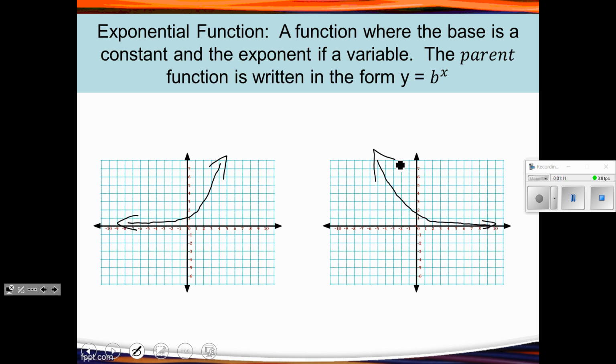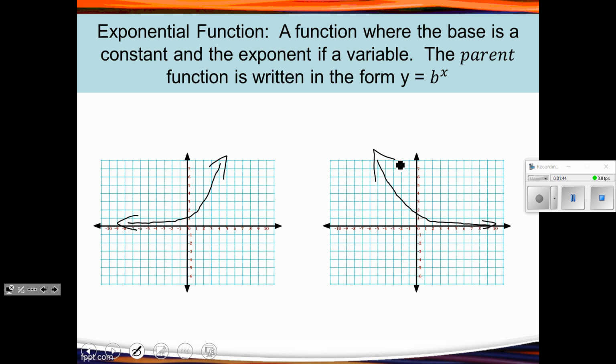This does not make an L shape. It does flatten out horizontally. How do we know? What do we say when it flattens out horizontally? It's going to create a horizontal asymptote. When we talk logarithmic and exponential, logarithmic and exponential are inverses of each other. And one of them has a vertical asymptote, and one of them has a horizontal asymptote.